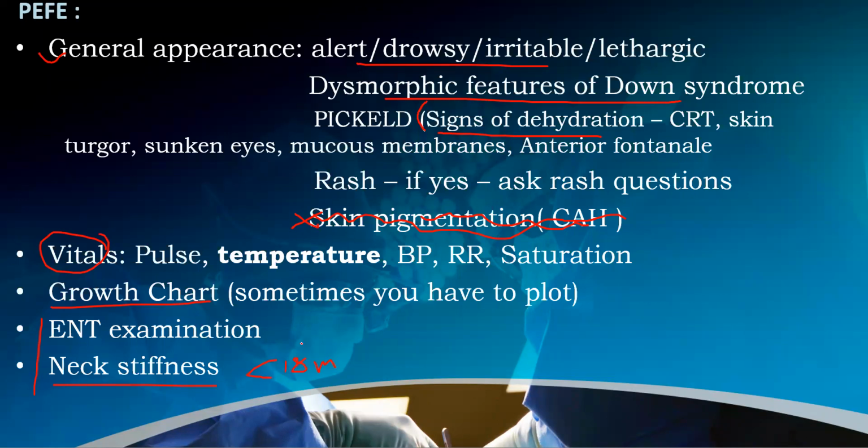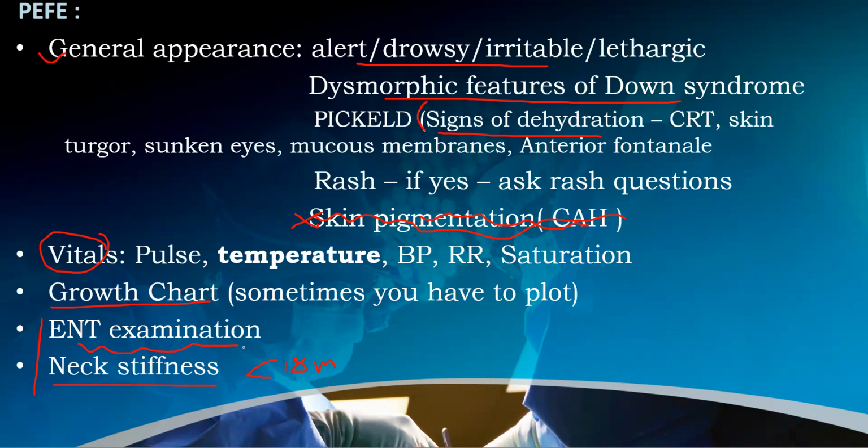After neck stiffness, you go to the ear, nose, and throat examination. Now, we are not going to discuss how to examine the ENT in here, because we will cover this in detail in the respiratory system. But to give you an idea, I would like to do a head to toe systemic examination, but first start with the ear, nose, and throat.